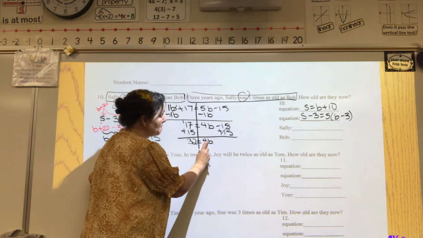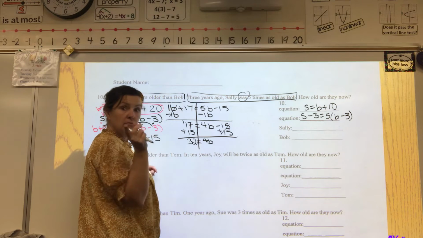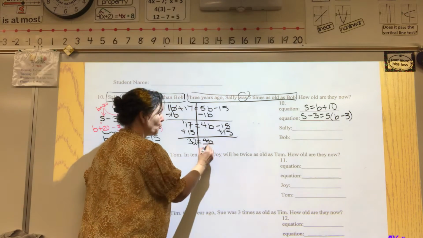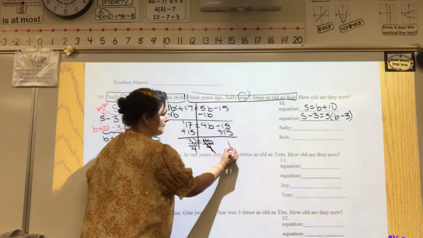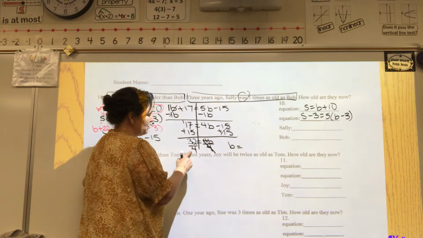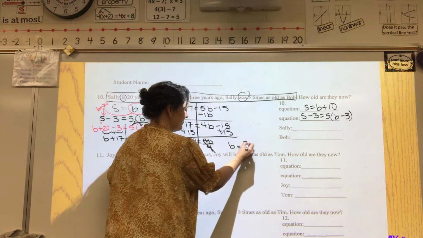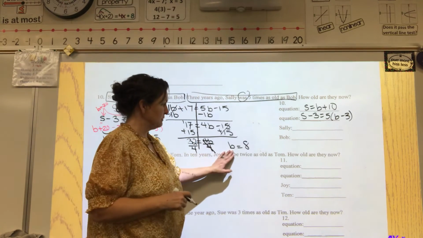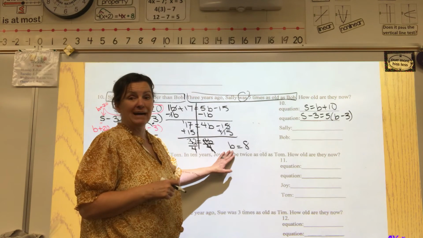So what's the opposite of multiply by 4? What is the opposite of multiply? Divide, right, good job. So we're going to divide both sides by 4. Boop, cancels. B equals 32 divided by 4 is 8. Good job. So that means Bob is like Bobby, because I don't know many 8-year-olds named Bob.